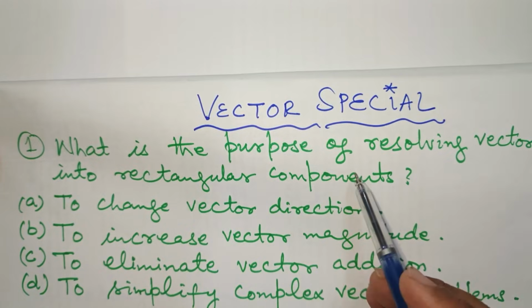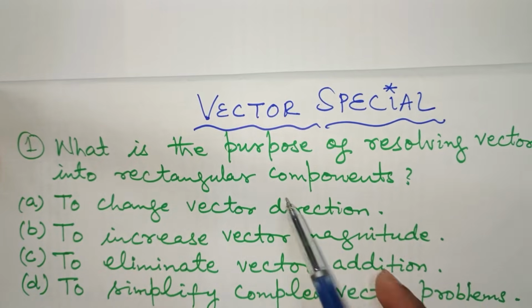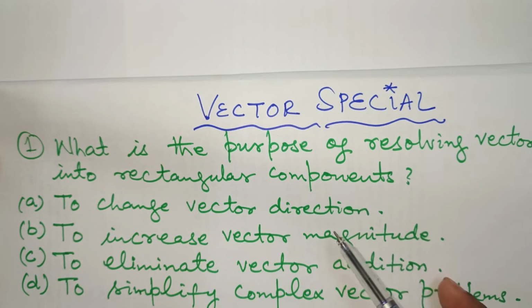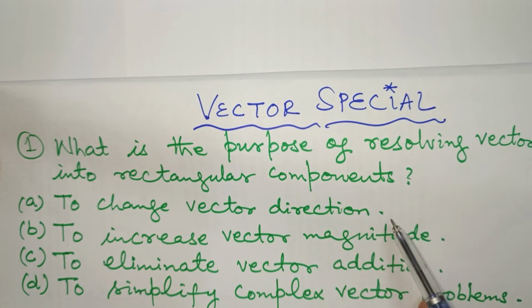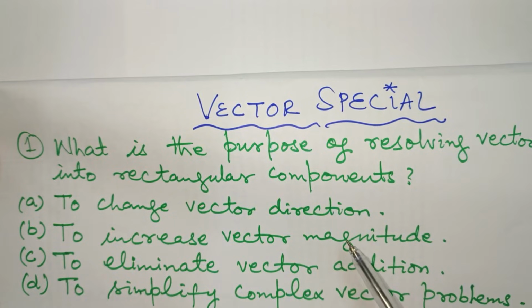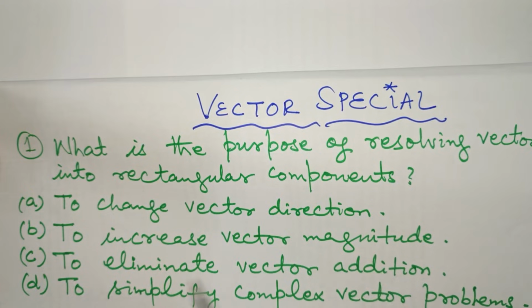What is the purpose of resolving vectors into rectangular components? Now you have to find out what is the main purpose of resolving the vectors into rectangular components. The choices are: number one, to change vector direction, not at all. To increase vector magnitude, again no. To eliminate vector addition, not at all, because it is the addition of vectors. So the right answer is to simplify complex vector problems. This is the correct option. Move to the next one.